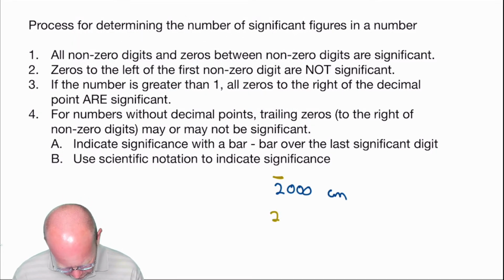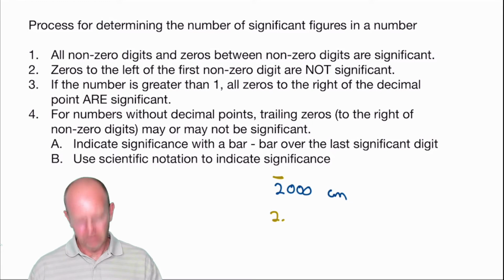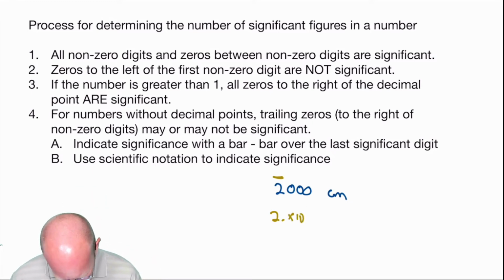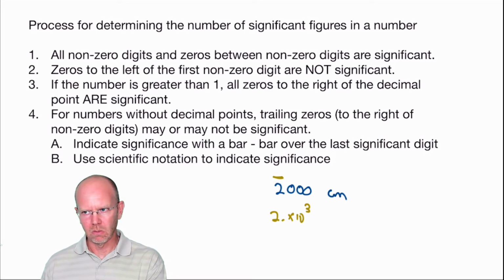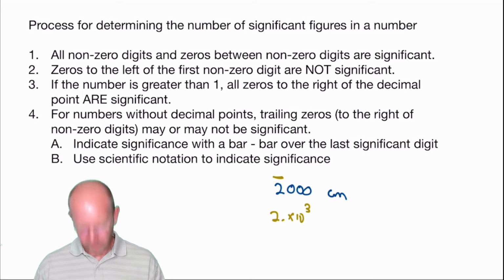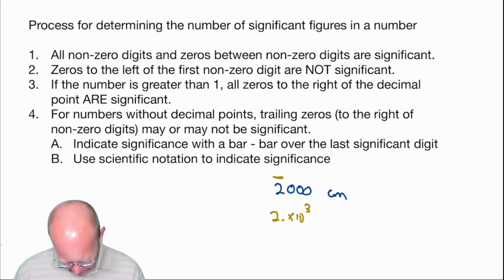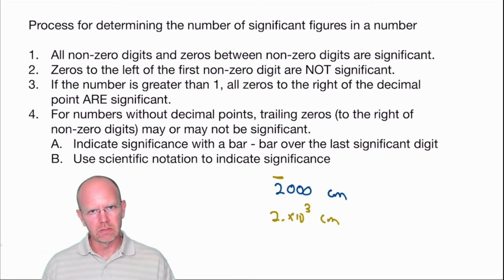So if we said 2 and put a decimal point there, times 10 to the third, we could look at that number and say 2 point, so there's no zeros trailing that digit that's greater than 1, so that's one significant digit. Both of those numbers have one significant digit. And so those would be two equivalent ways of representing that.